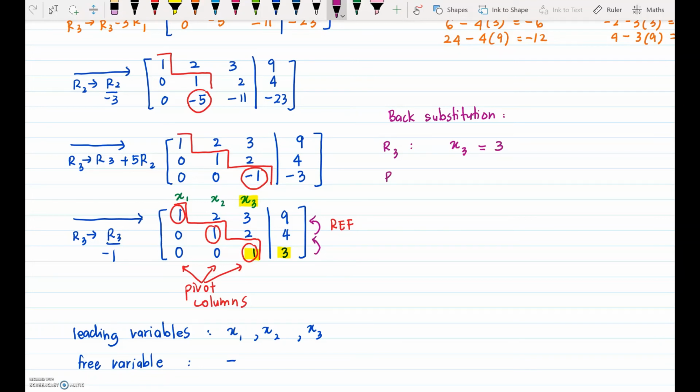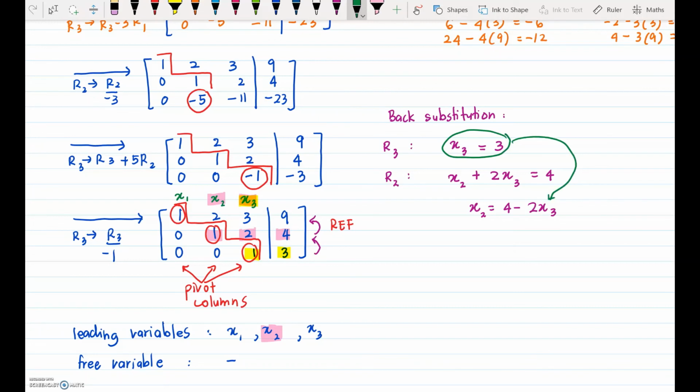Then continue with row 2. In row 2 we have coefficient 1 for x2 and 2 for x3 and the constant is 4. So we will write x2 plus 2 x3 equals 4. Since your leading variable is x2, you will write x2 as the subject. So x2 will be 4 minus 2 x3, and don't forget we need to substitute x3 into your x2. So the answer will be 4 minus 2 times 3, so 4 minus 6 will be negative 2. Your x2 will be negative 2.